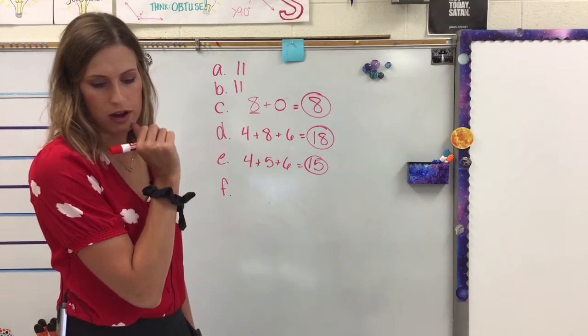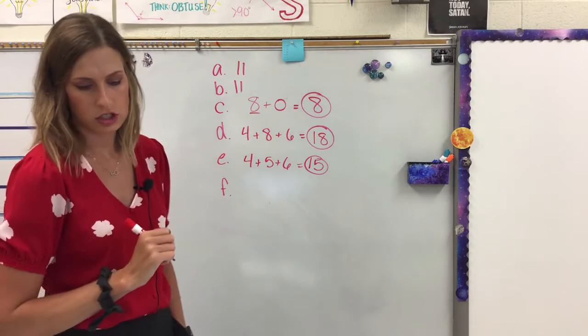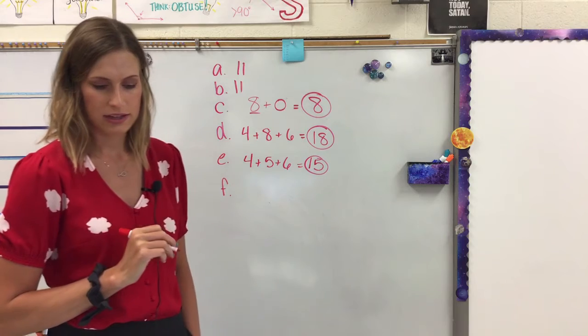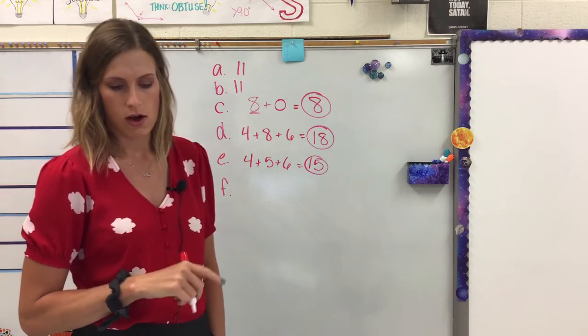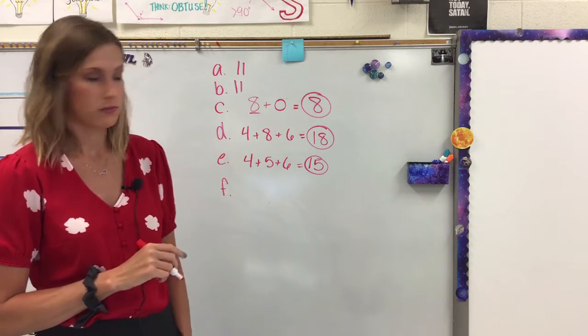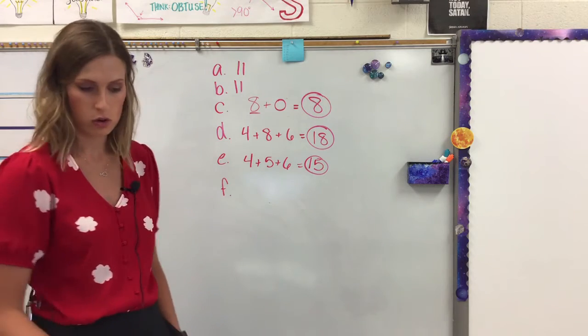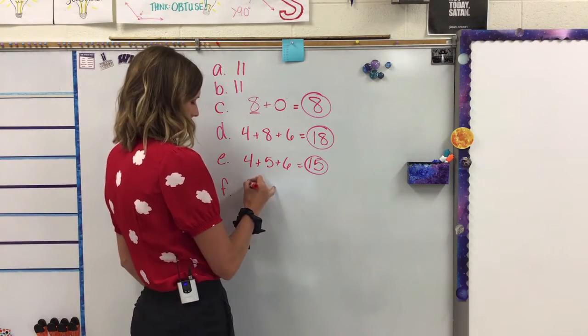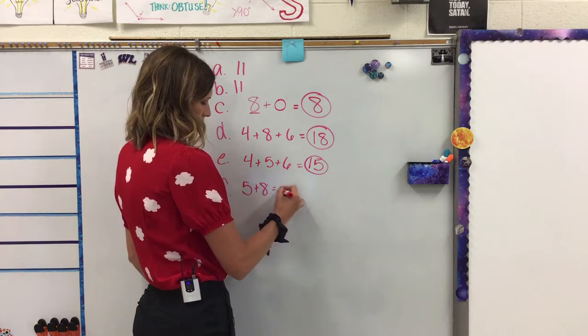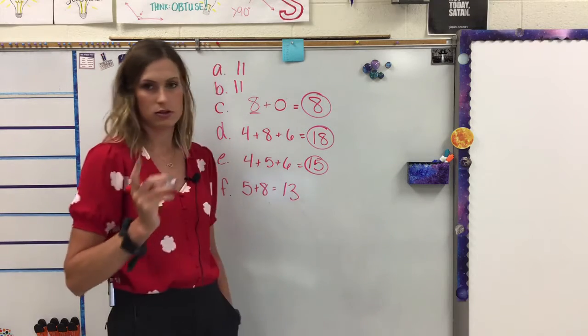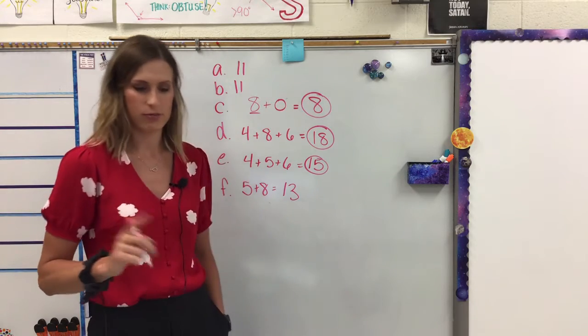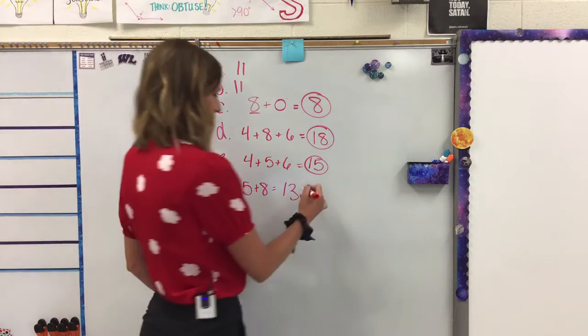F says Deanna ran 5 laps in the morning. She ran 8 laps in the afternoon. How many did she run in all? Write a number sentence for that problem. So in all tells me I've got to find a total. So I did 5 plus 8 to get 13. Do I need a label? Yes, 13 laps.